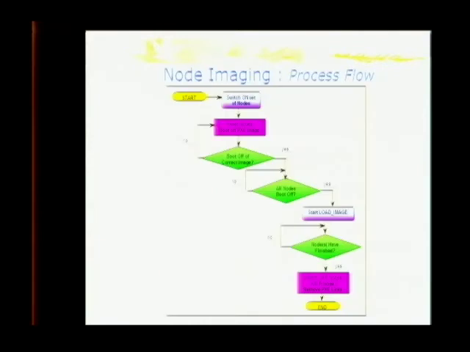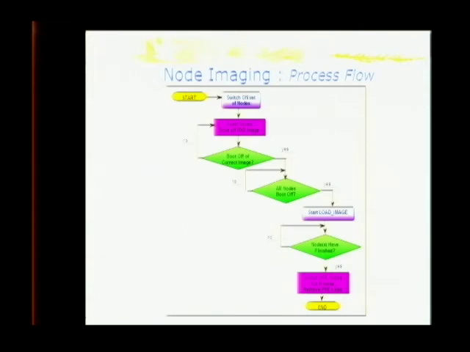Next slide please. This is the slide where I am explaining the node imaging process flow. Now what is node imaging? Node imaging means installing the OS on the node. This is a very critical OMF functionality where the user is allowed to download the OS and other software components that are part of his experiment to the node, so that the user can then use it to perform his experiments.